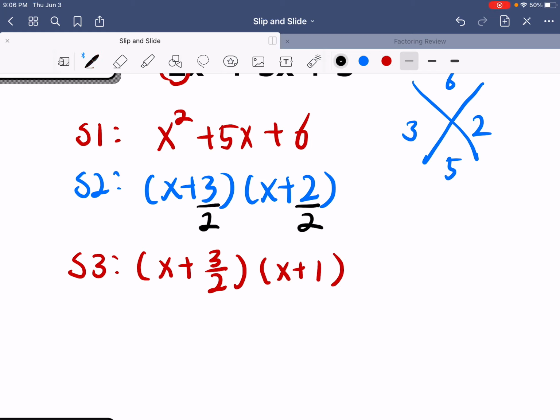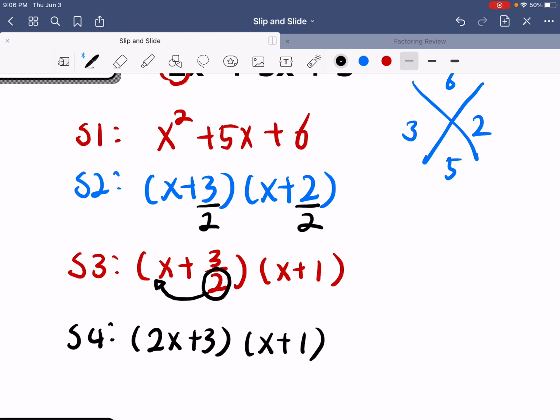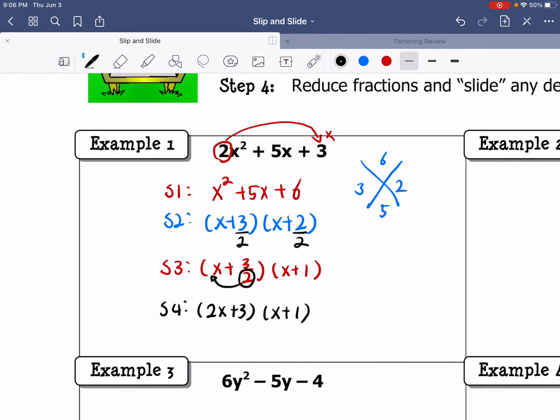Now, last step, which is step 4. Now, if you have any denominator, for example, we have 2 here as a denominator, you're going to slide it back in front of x. So this one will become 2x plus 3. And this one, you just write it down because there's no denominator. And that's it. This is slip and slide, and that's how you factor. Okay?